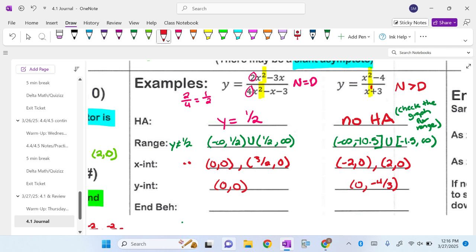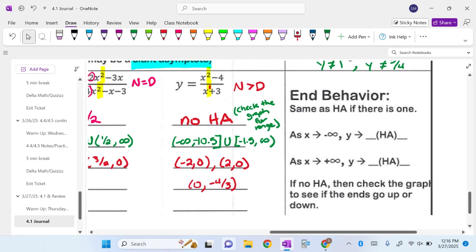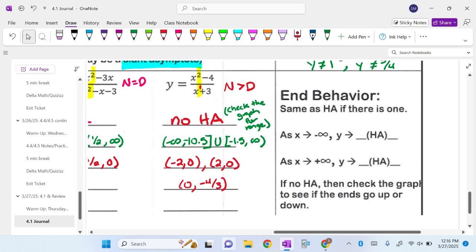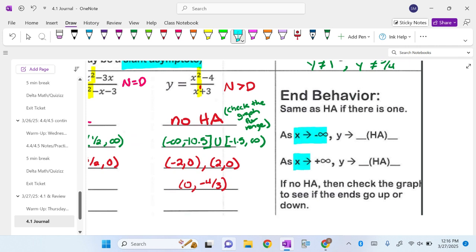Okay, the last part is end behavior. So end behavior is basically what the ends look like. And the way we write the end behavior is we always start with x approaches negative infinity, y approaches negative infinity. This is when it's coming from the right. This is when it's coming from the left.